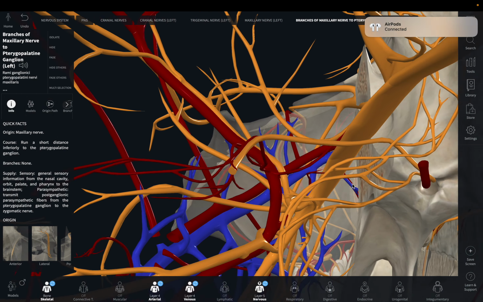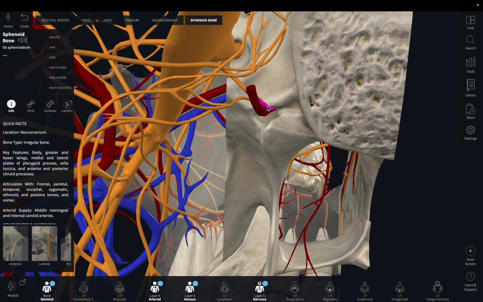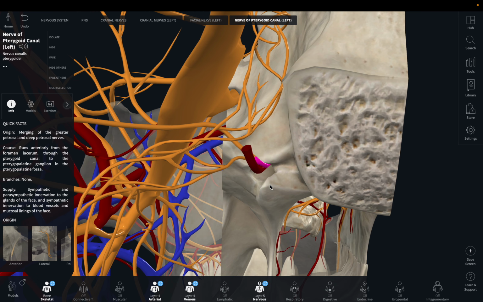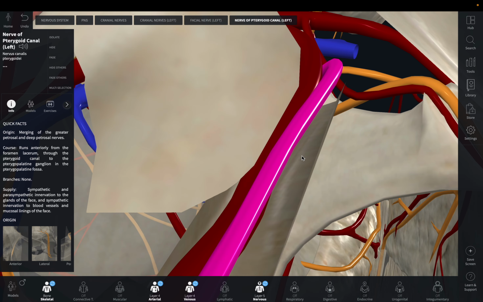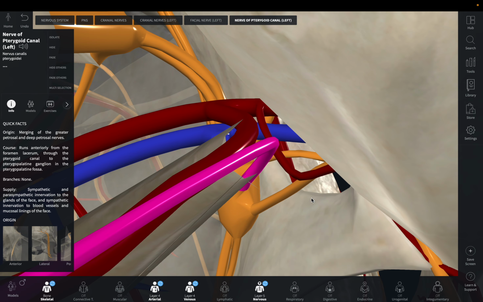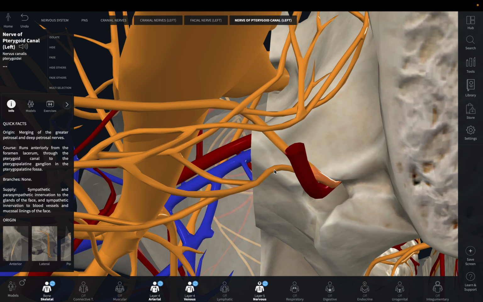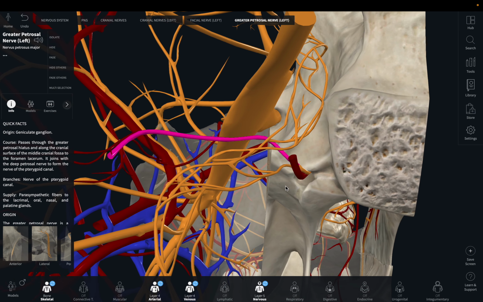The next of the three is located here. So the nerve of the pterygoid canal. The nerve of the pterygoid canal goes directly into the pterygopalatine ganglion. This is the canal, and we can see the ganglion just there. The nerve of the pterygoid canal receives input from the greater petrosal nerve, which is from facial nerve origin, and the deep petrosal nerve. So this is the greater petrosal nerve.